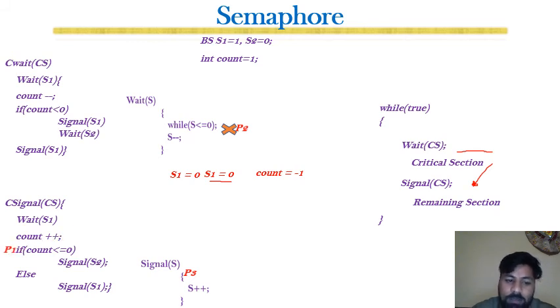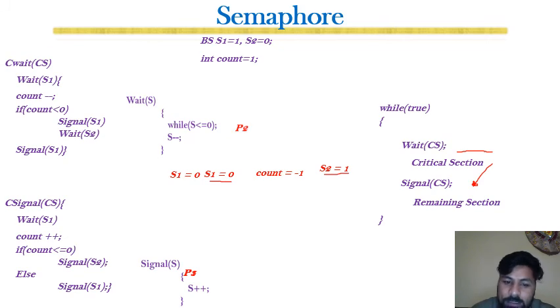Similarly, P1 will evaluate this condition: if count value is less than 0, count value will be checked and that value is minus 1. So if it's minus 1, it will issue signal on S2, and if it issues signal on S2, it means that it will increment the value of S2 and that will become 1.